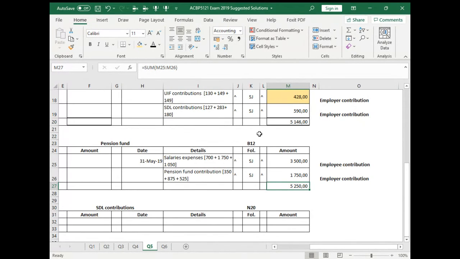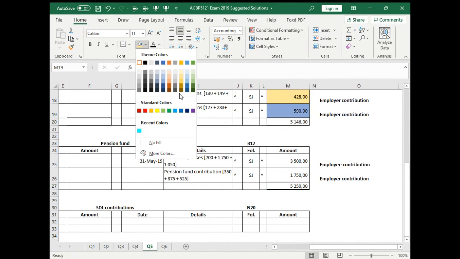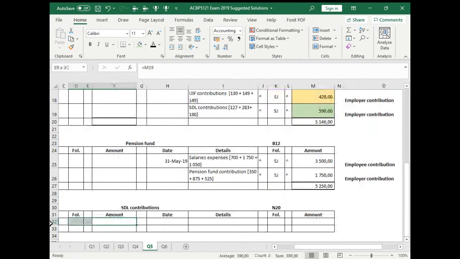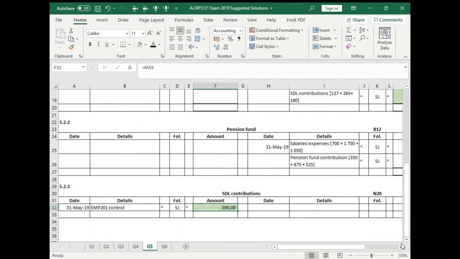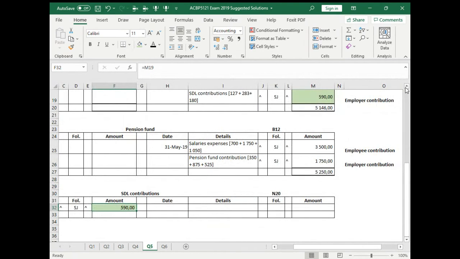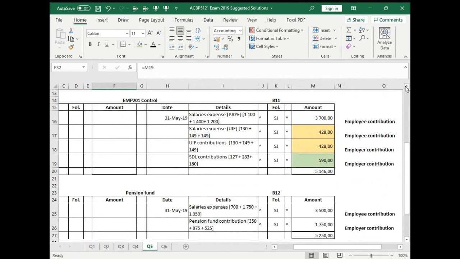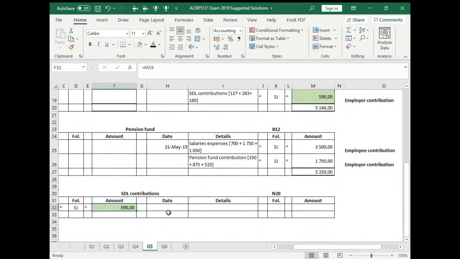And then the SDL contributions will equal exactly what we've got in our EMP 201 account, so these two would agree. So I take what I've had in the EMP 201 control account, what the employer is going to pay over to SARS. I credit that, and then I debit the expense account, which is the SDL contribution, with the same amount. And that is how you record it in our accounts.